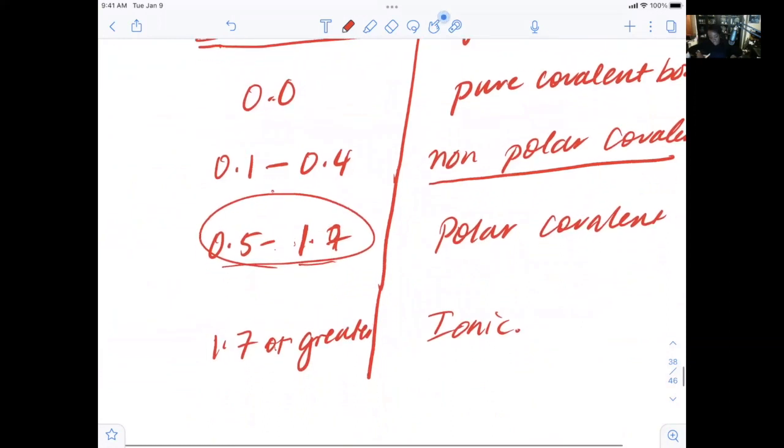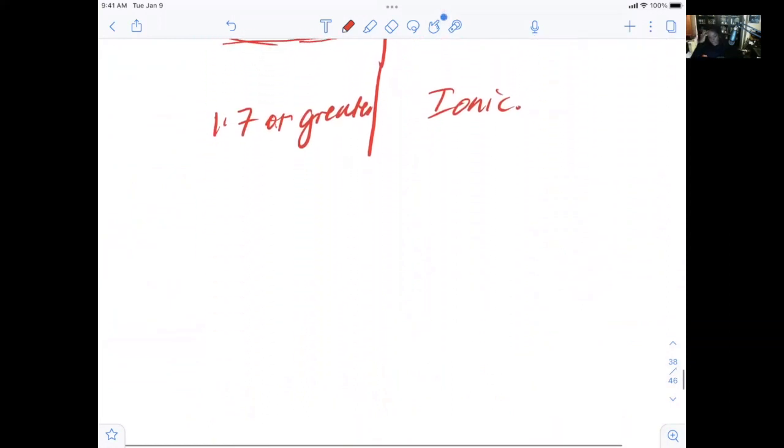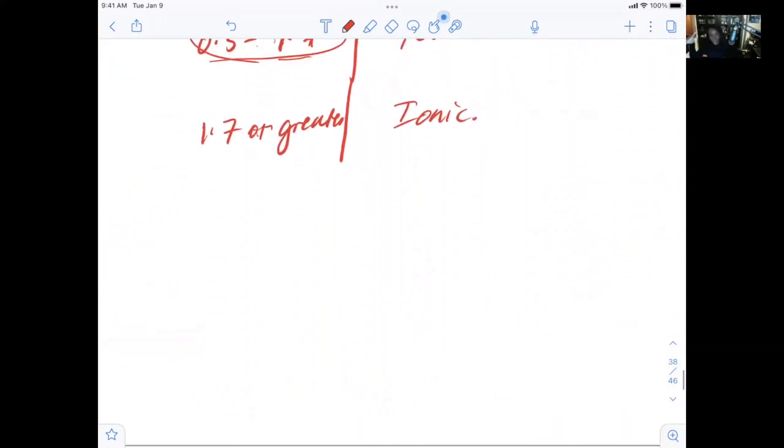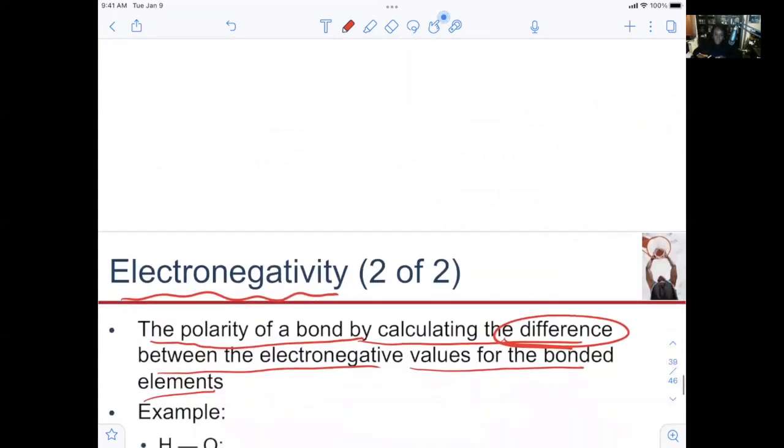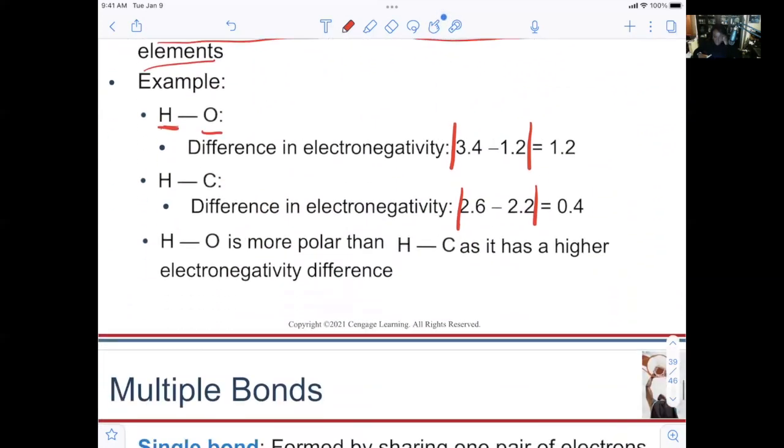But just to be fair, I try not to give you things on the exam that are very ambiguous, because once again, this is a non-majors class. I don't want to give you something where we can be arguing about the answer.